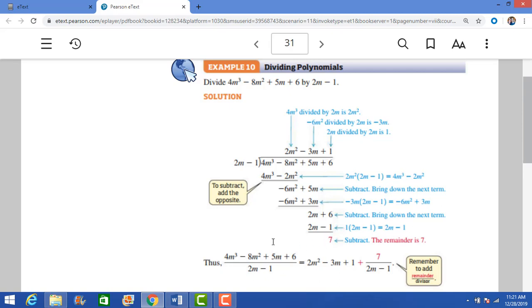And so this division is equal to our quotient plus the remainder divided by the divisor. So this is one of the forms that we can put it in. Okay, so that's our answer. Okay, so this division problem is equal to this plus this.